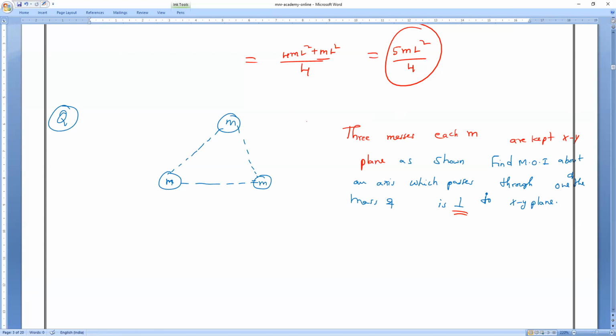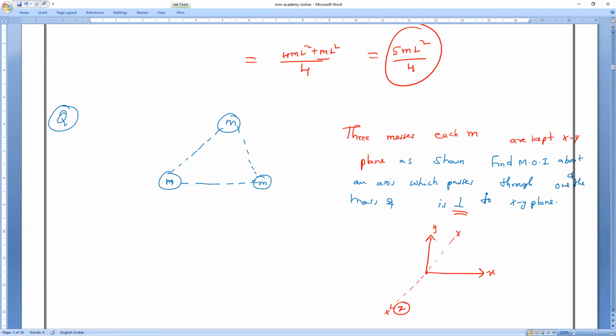It means you have to keep this body in such a way in the XY plane. You have to select any body, either this body or this body. So let me select this body. One body I am choosing on the Y axis, and another body must be on the X axis, and the axis of rotation is passing through which axis, guys? Z axis.